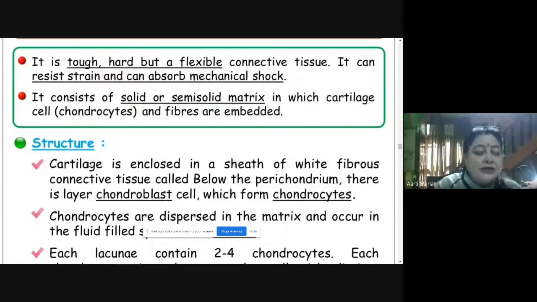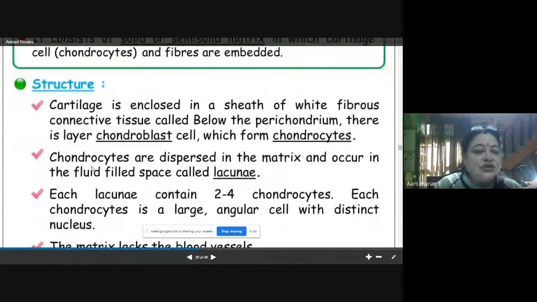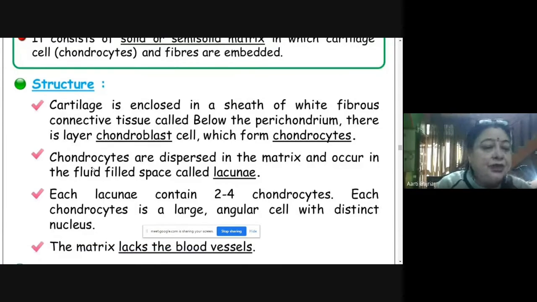Now, cartilage is enclosed in a sheet of white fibrous connective tissue called the perichondrium. Below it there is a layer of chondroblast cells which are forming the chondrocytes. Now, chondrocytes are dispersed in the matrix and occur in a fluid-filled space which is called lacunae. The fluid-filled space is called lacunae.